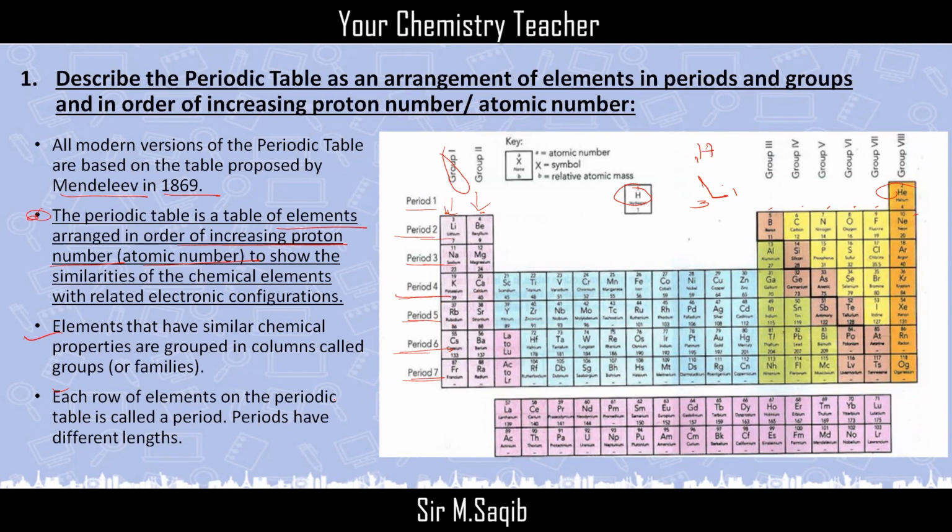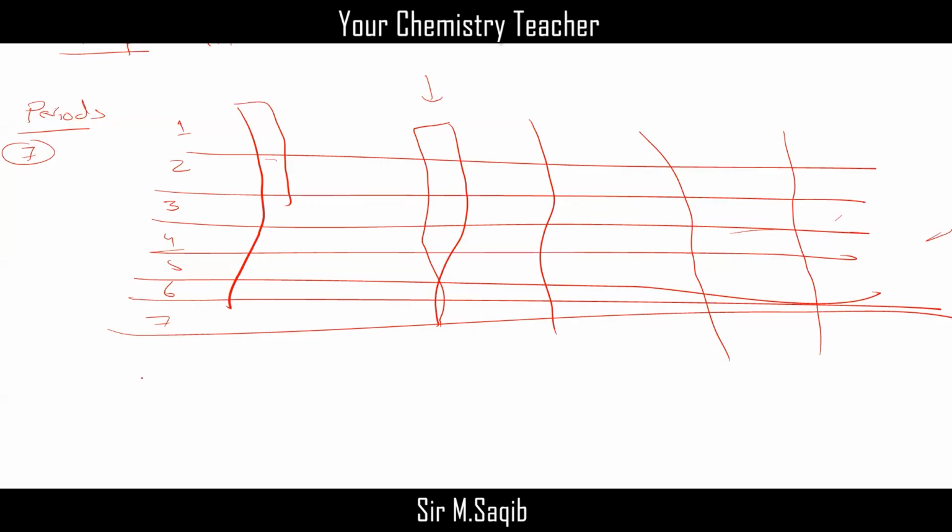Now the question is, what does period indicate and what does group indicate? The period basically indicates the number of shells. You have to remember this. So if any element is in period 3, it means it will have 3 shells.